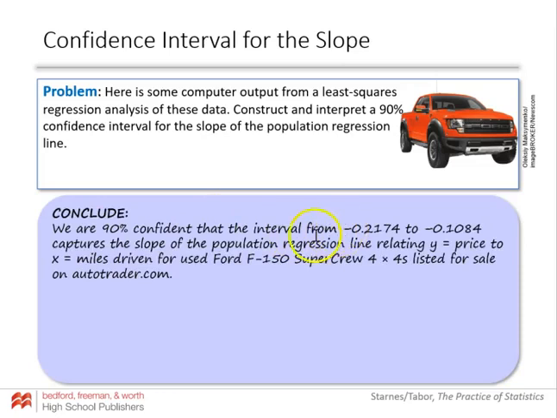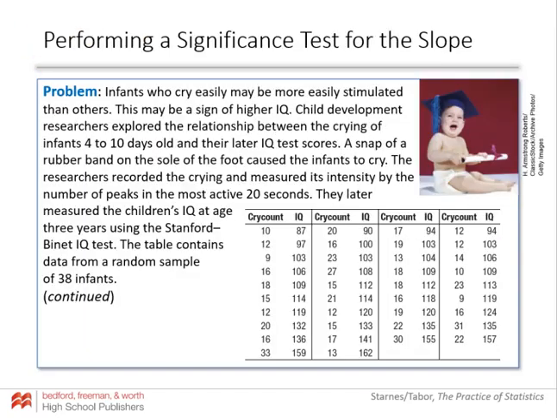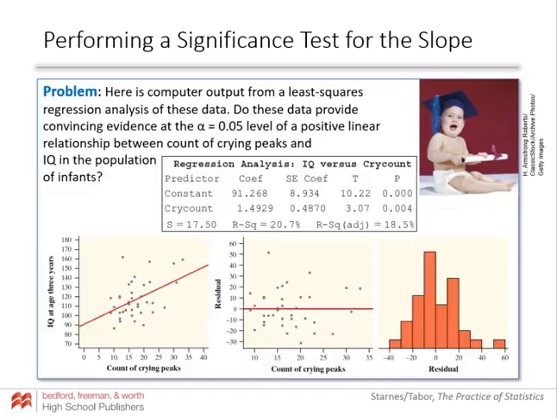We are 90% confident that the interval from, and then you give your context for the problem. Second thing we can do is we can also do a significance test. I'm going to talk through this as fast as I can just so this video doesn't get too long, but please feel free to pause, rewind, watch things again. Make sure you read through this example.